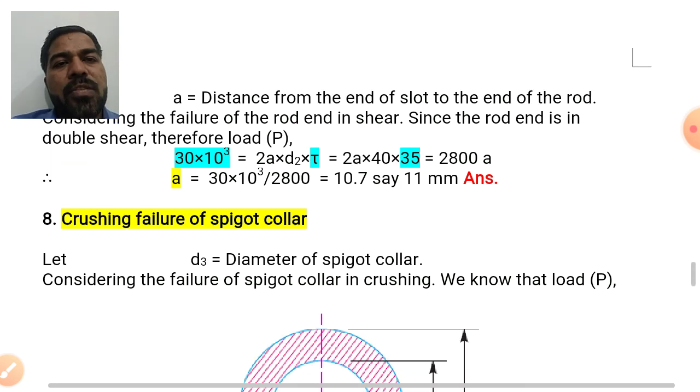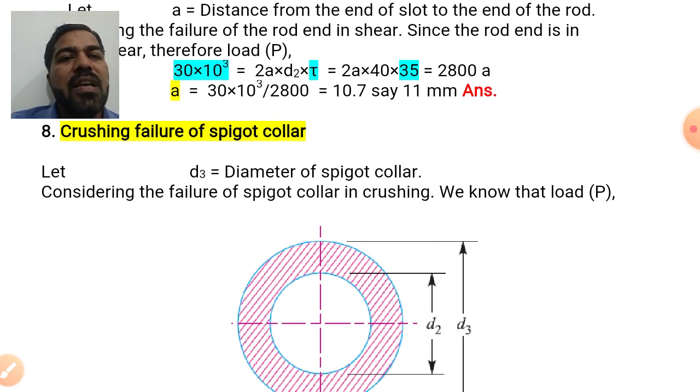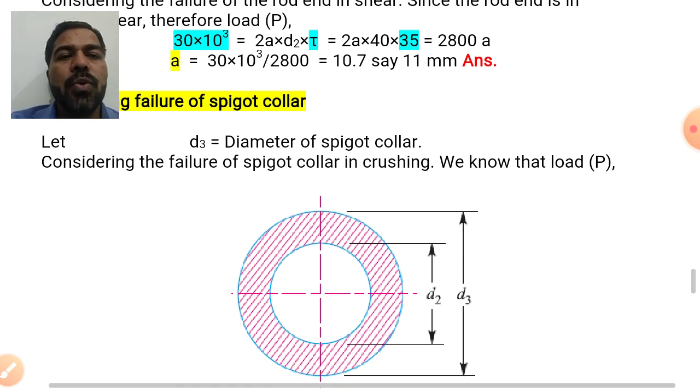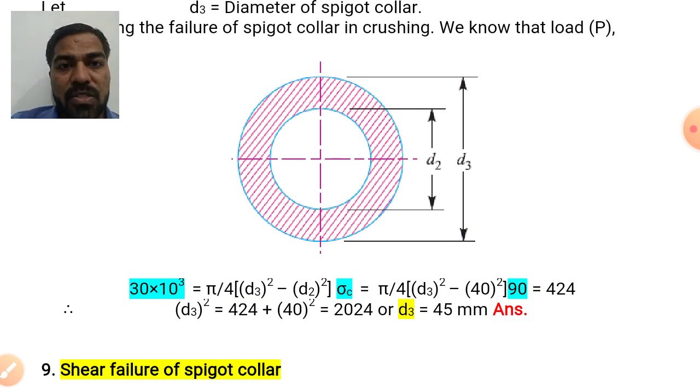Now crushing failure of spigot collar. Let us assume D3 is the diameter of spigot collar. Consider the failure of spigot collar in crushing. We know that the load P is equal to 30 into 10 the power 3 is equal to pi by 4 (d3 square minus d2 square) into sigma c. So in this equation, put the value of sigma c, the permissible crushing stress, and diameter d2 value. After this, we will obtain the diameter d3 is equal to 45 mm.